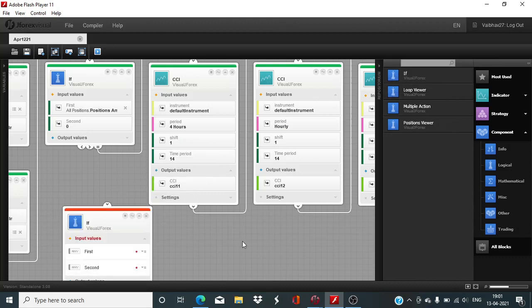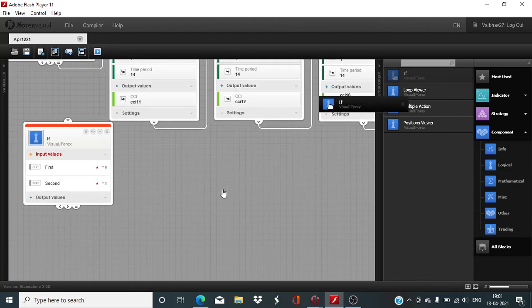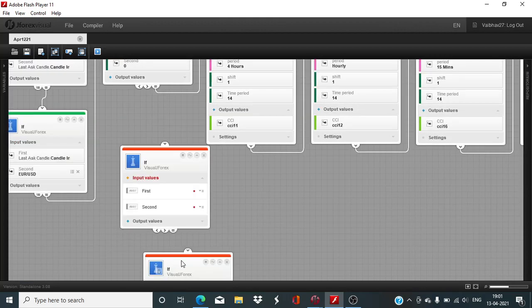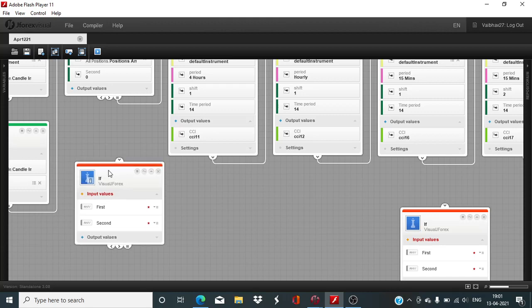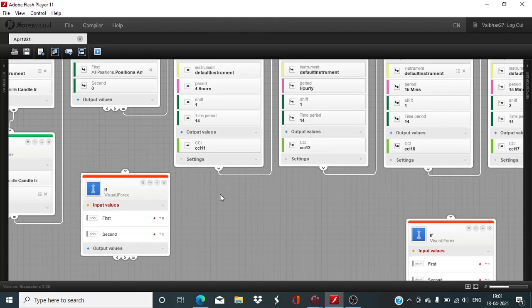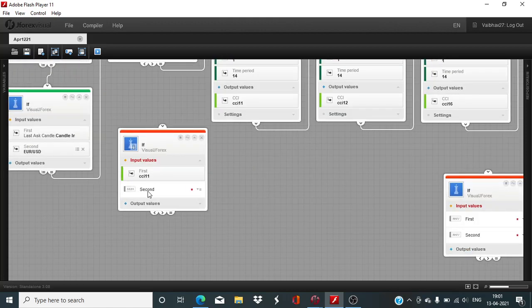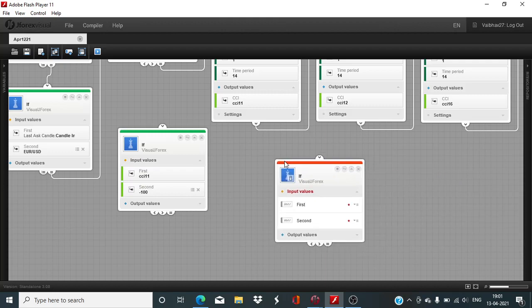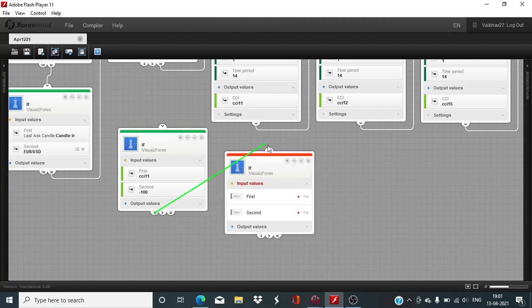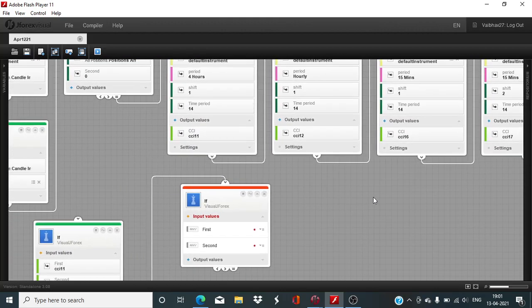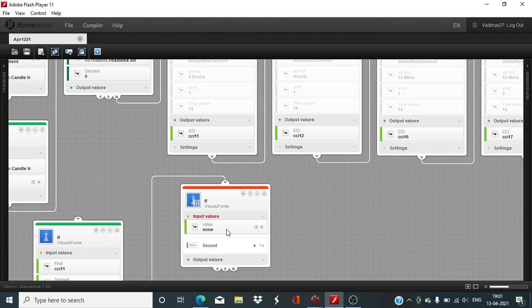So here we will need the CCI 11's value to be below -100. First input less than second input. Then CCI 12 should also be below -100.